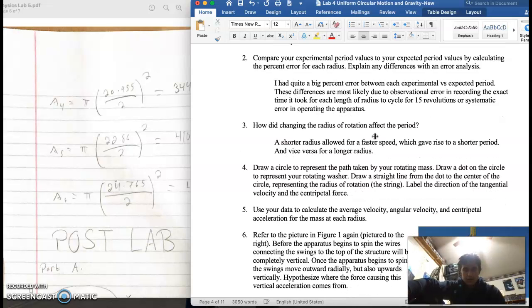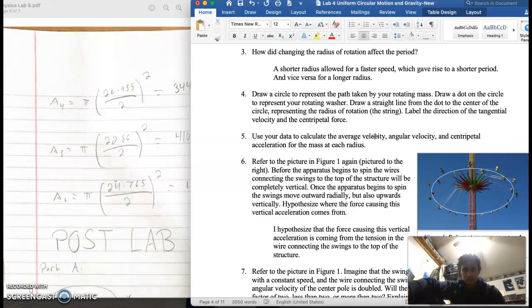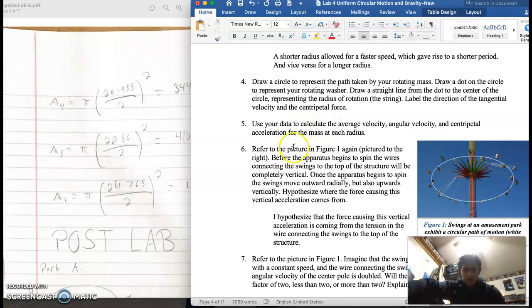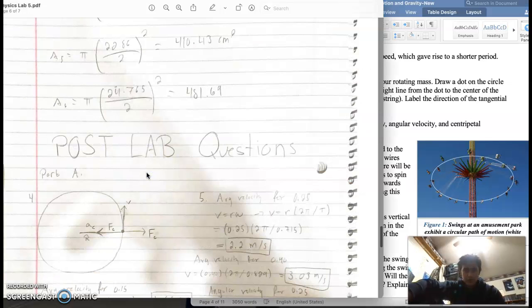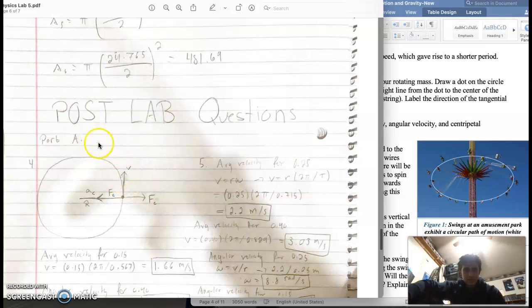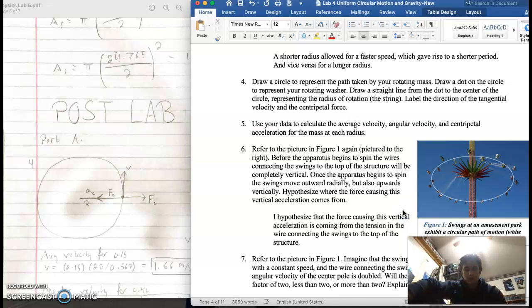So yes, a shorter radius allowed for a faster speed, gave rise to shorter period, vice versa for longer radius. For the circle, I drew a circle having the velocity going in that direction, so that it's spinning counterclockwise. There's a radius, the centripetal force, centripetal acceleration, centripetal force pointing inward, and acceleration pointing inward because it's not parallel, it's perpendicular to the velocity.